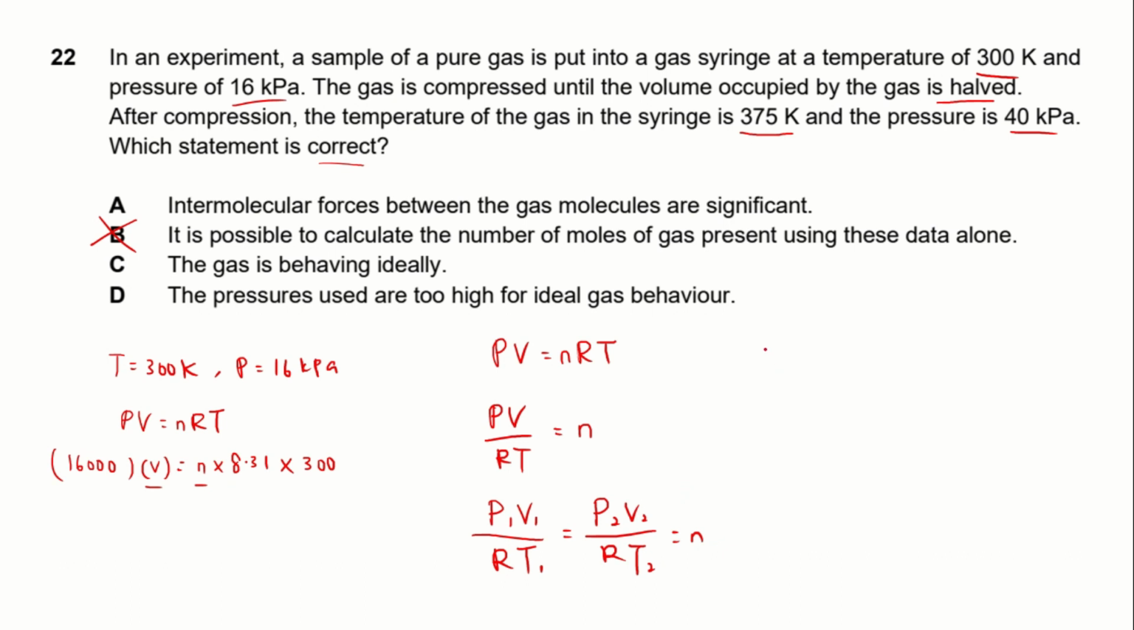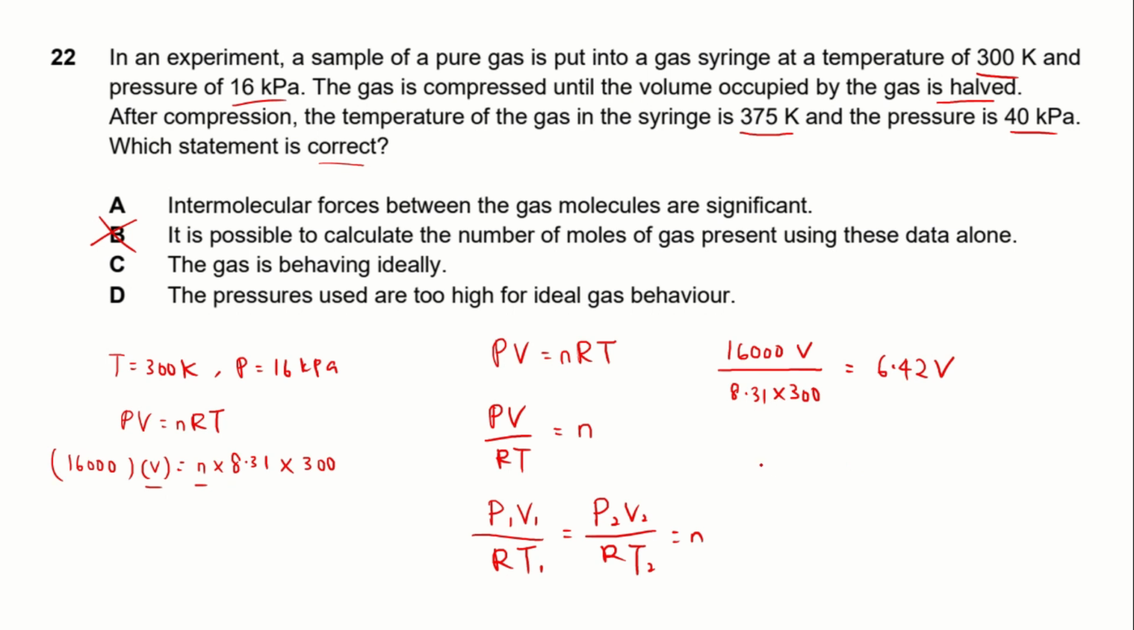So let's try this. P1 will be the first condition, 16 kilopascal, 16,000. V1 is not given, so just put it as V. R is 8.31. T1 is 300. First set of conditions will give me a value of 6.42V. Now let's try for the second set of conditions.